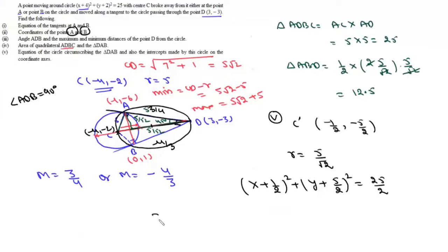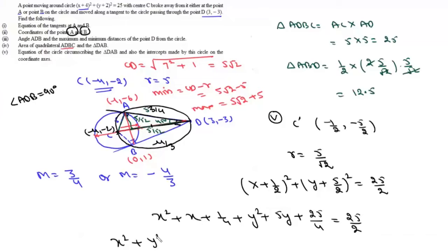Now we can write this equation as x square plus x plus 1 by 4 plus y square plus 5y plus 25 by 4, and that will be equal to 25 by 2. Now 25 by 2 minus 25 by 4 is 25 by 4, and minus 1 by 4, that will be 24 by 4, and 24 by 4 is 6. So this equation will be x square plus y square plus x plus 5y minus 6 equals 0.